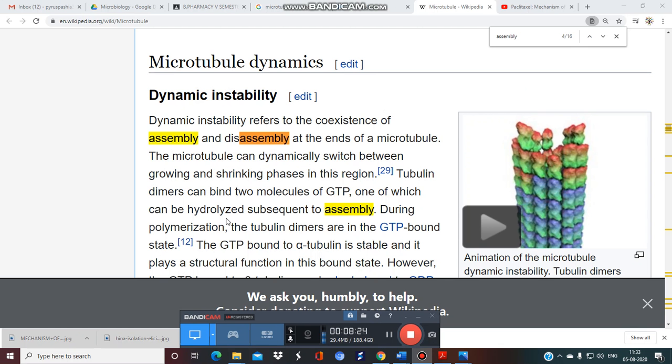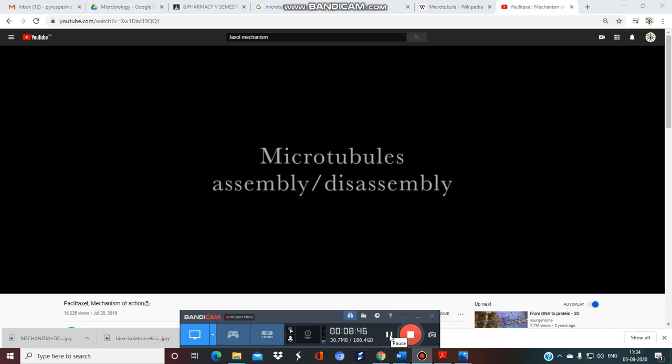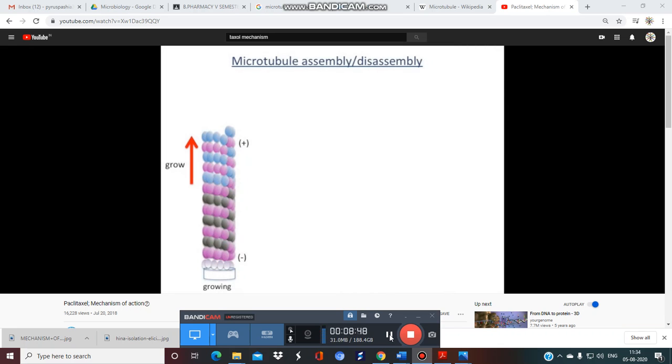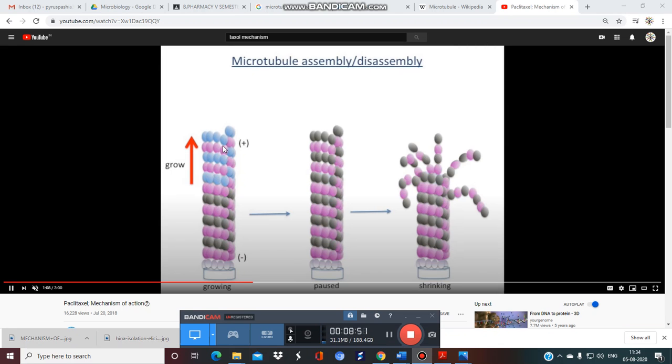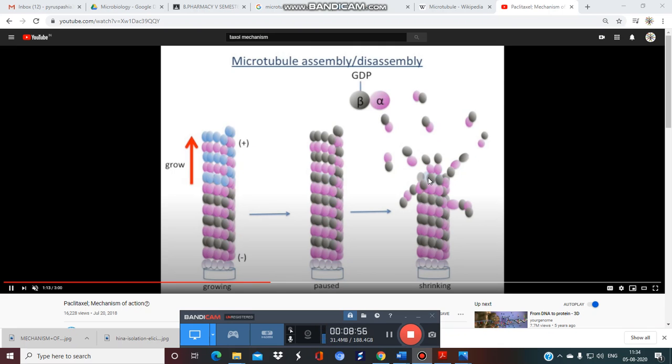Before going much deeper, first of all, let's clear the concept of microtubule dynamics, because we are focused on the microtubule. Microtubule dynamics means it is very unstable; it refers to the coexistence of assembly and disassembly, meaning both processes occur in the production of these microtubules. Just see here what microtubule assembly and disassembly are. At the tip part, microtubules assemble, and they change their shape, and they disassemble also. Look at this.